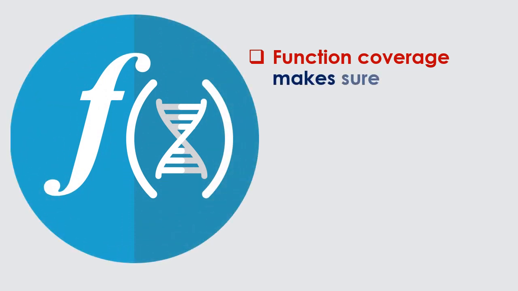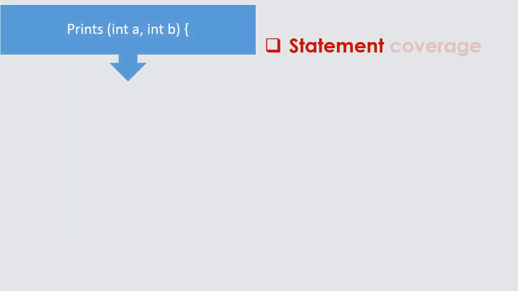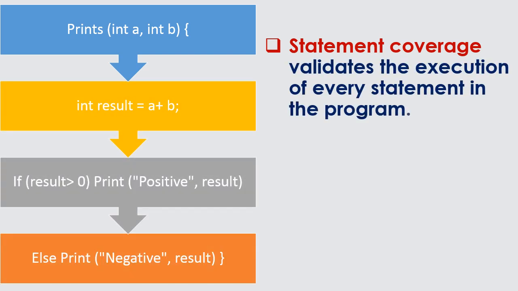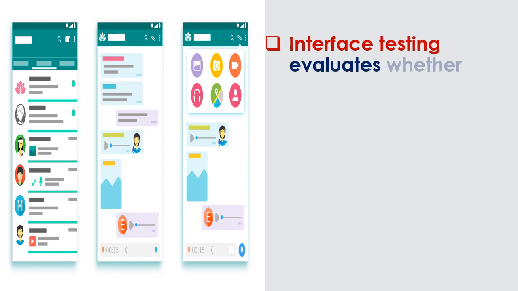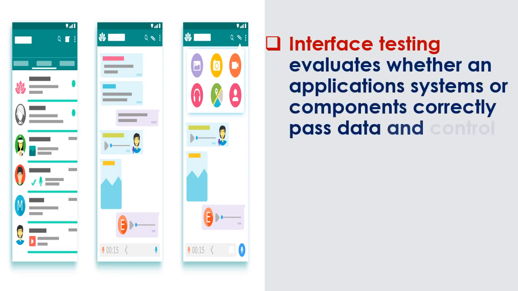Function coverage makes sure that every function in the program is called. Statement coverage validates the execution of every statement in the program. Interface testing evaluates whether an application's systems or components correctly pass data and control to one another.